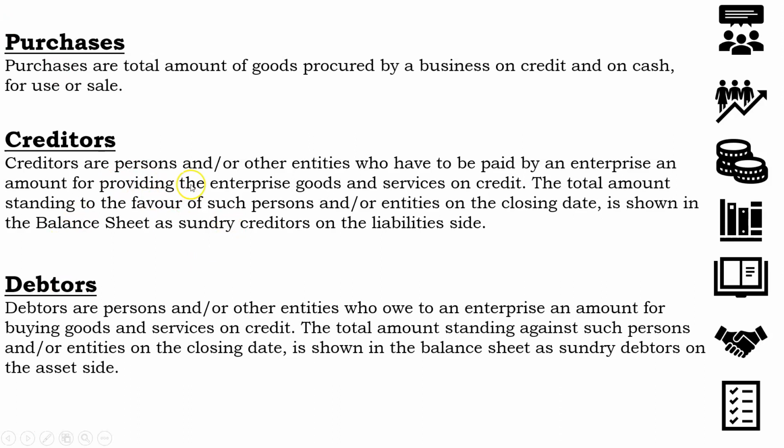Next, creditors. Creditors are persons or other entities who have to be paid by an enterprise an amount for providing the enterprise goods and services on credit. Okay, so the wholesalers or the dealers through whom I purchase the goods, they are my creditors. They have to be paid by the entity or the person the amount for providing the goods and services on credit.